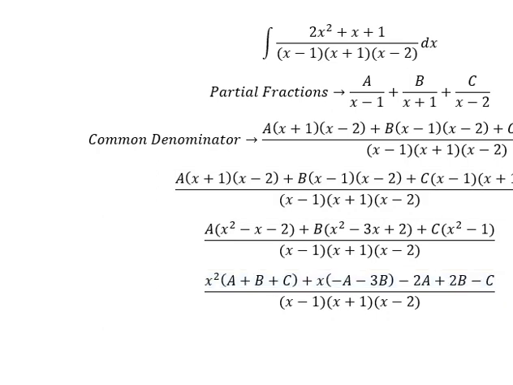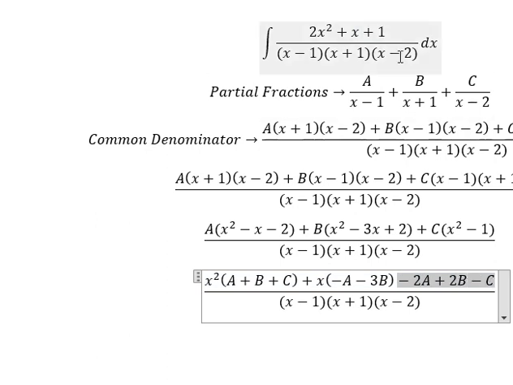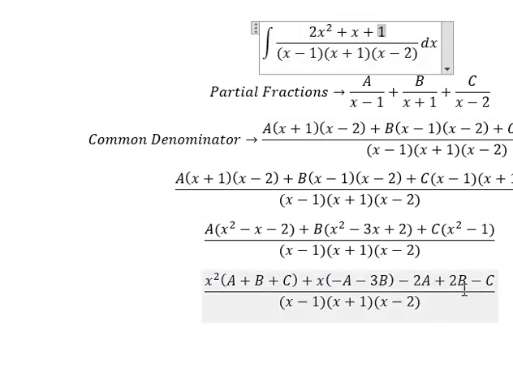Next, we need to compare coefficients. About s squared, we have A plus B plus C equals 2. About this one equals 1 because the coefficient of s is 1. And the last one equals 1 in here.